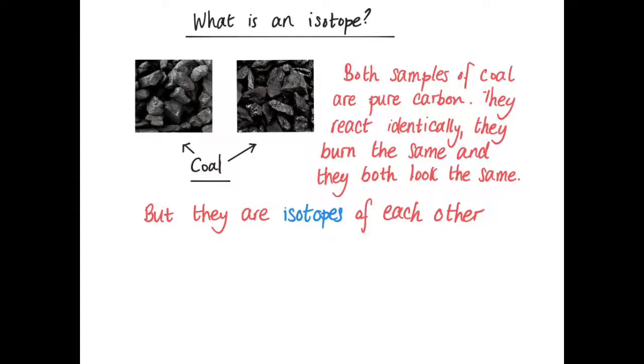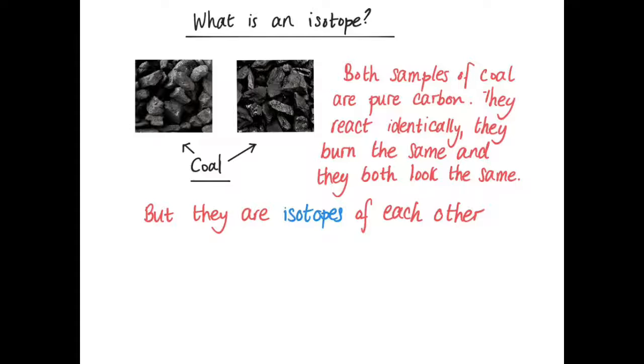So what is an isotope? Well, imagine you've gone mining and you've found two examples of coal. Coal is pure carbon. You've got this one here on the left and this one here on the right. And you take them back to the lab and they react completely identically.